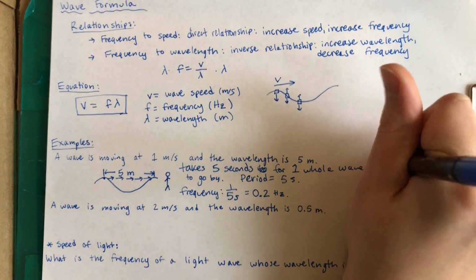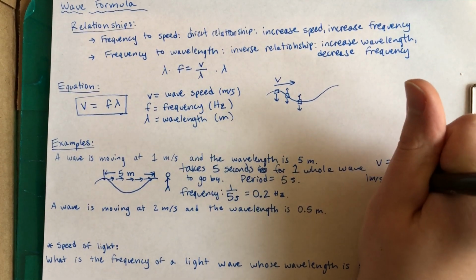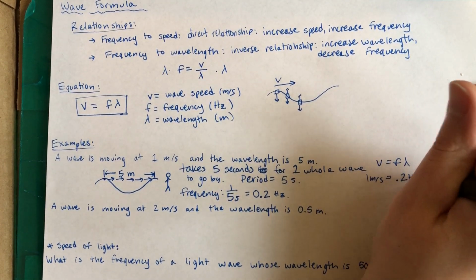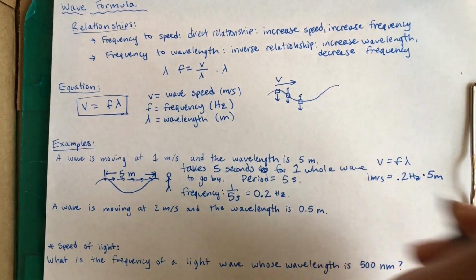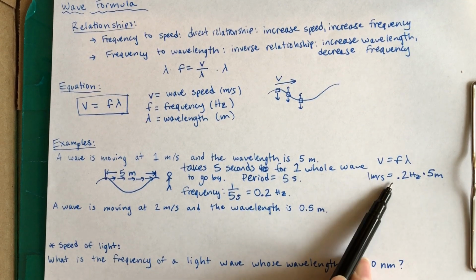v equals f lambda: 1 meter per second equals 0.2 hertz times 5 meters. This does actually work out to be meters per second, and 0.2 times 5 would be 1.